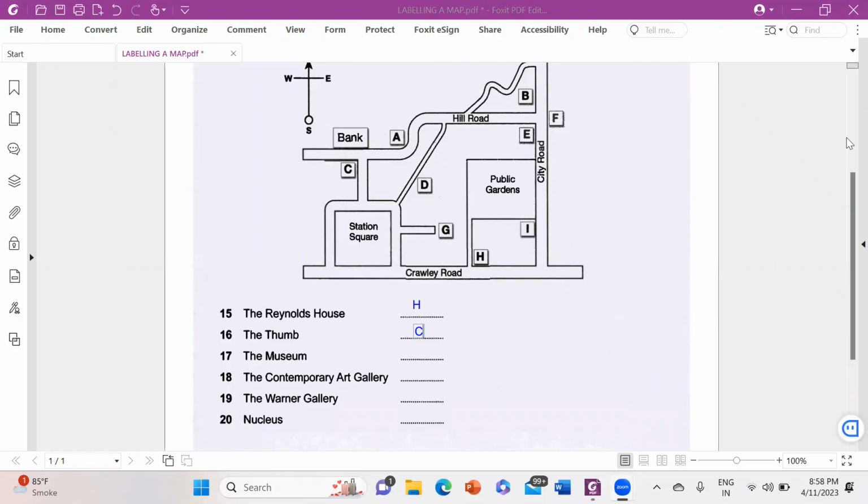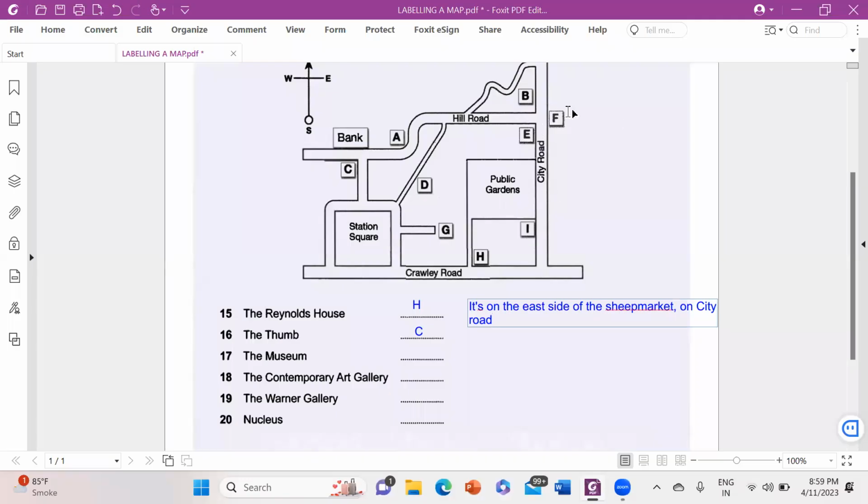Okay, I've got different answers, but let me write down what they said for the museum. It's on the east side of the sheep market on City Road.